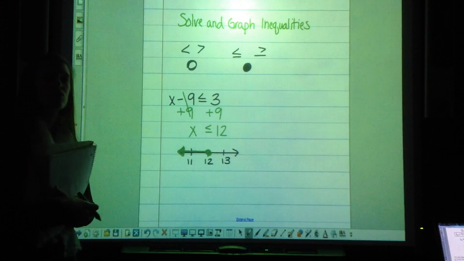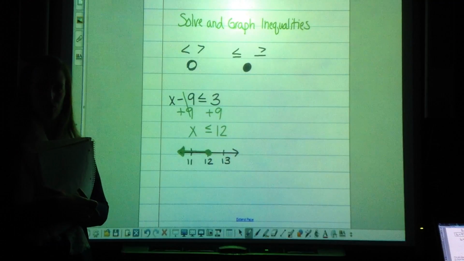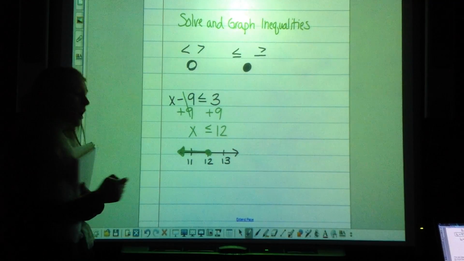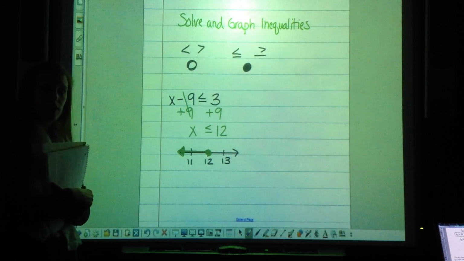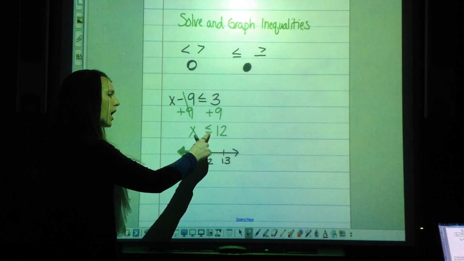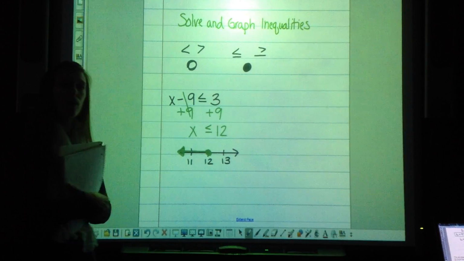Okay, think about what this graph is saying. It's trying to show you all your solutions. Our solutions are anything that's shaded. So our solution is 12 or smaller. That's why you have this equal to here. Our solution is 12 or less than 12.